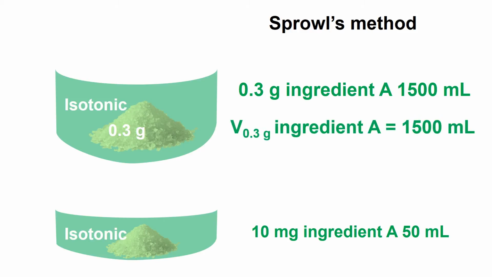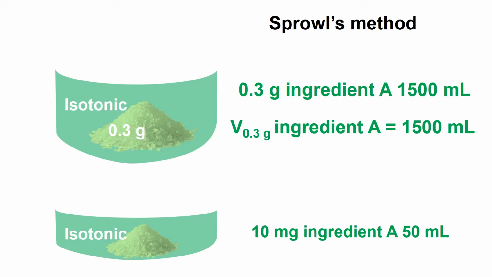So for example, here you have ingredient A. The V 0.3 grams of ingredient A is equal to 1500 ml. In this case, it means that 1500 ml of vehicle is needed to make 0.3 gram of ingredient A isotonic. And this calculation is proportional.